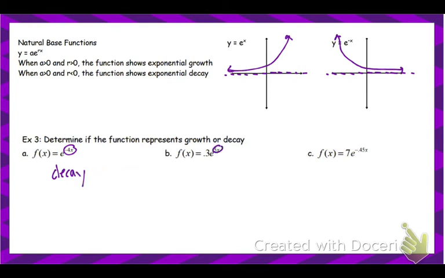This is e to a positive. Even though there's a decimal out in front, that does not matter. That's not the base, and it does not have the exponent. The e is the only thing that has an exponent. It's a positive exponent, so it shows growth.